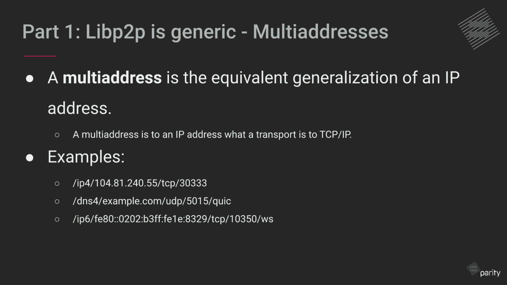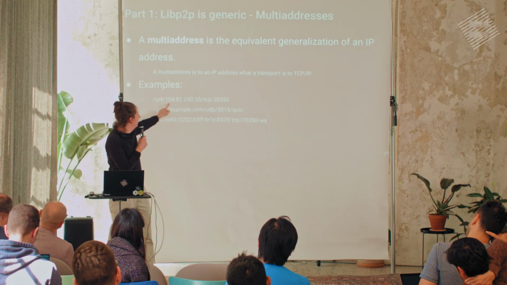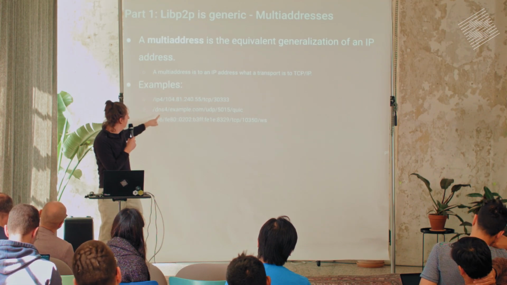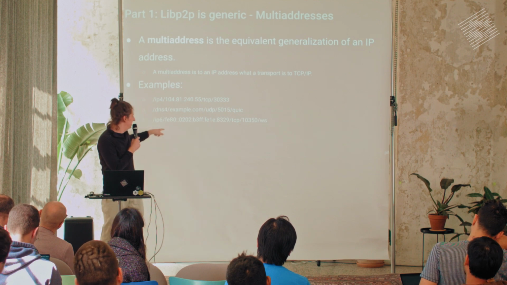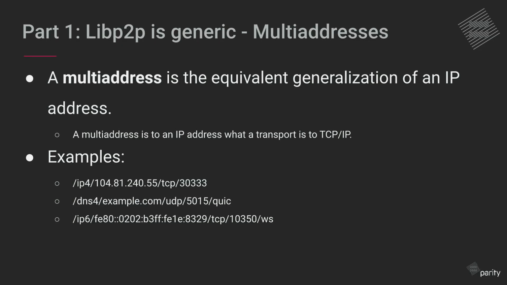So libp2p is generic, and you have a concept of multi-address, which is the generalization of an IP address. You don't have TCP, you have transports, and similarly, you don't have IP addresses, you have multi-addresses. So I'm giving a few examples. That's an IP address, TCP, IPv4, IPv6, sorry, and you can also pass DNS names.